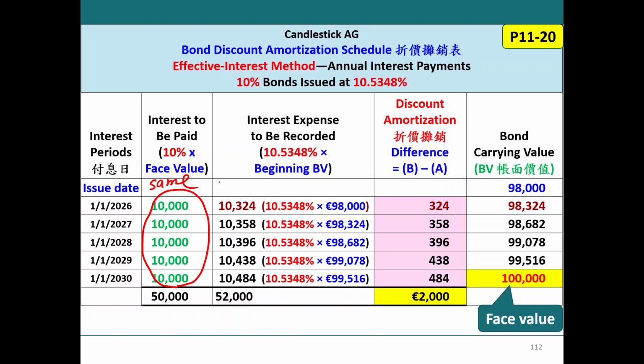So how about the total cost of borrowing, the second column? You'll find out the numbers will not be the same. Of course, because we are based on what? Based on your liability. Your liability is increasing each period. So based on your liabilities, we times the market interest rate, and of course the total interest will not be the same. But what's our key point? The amounts will not be the same.